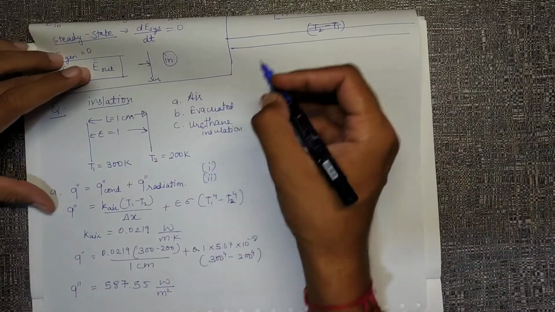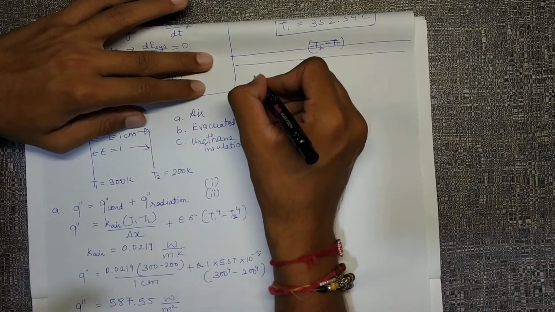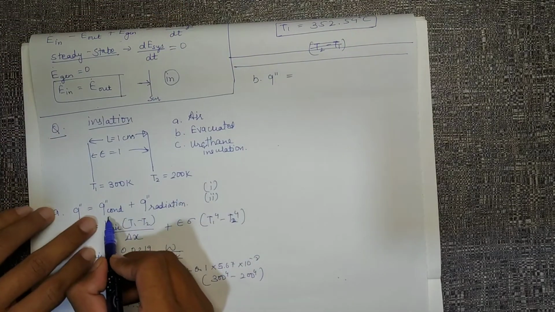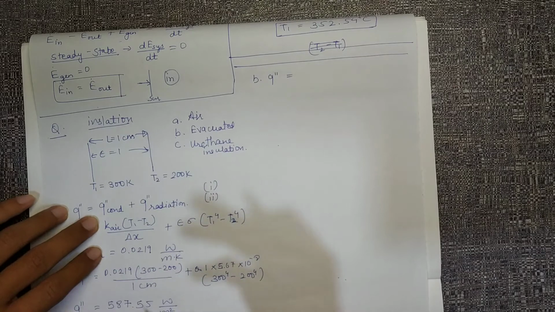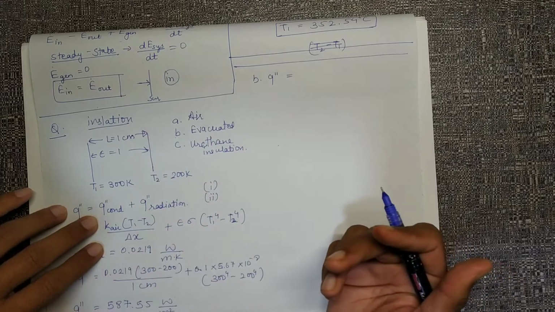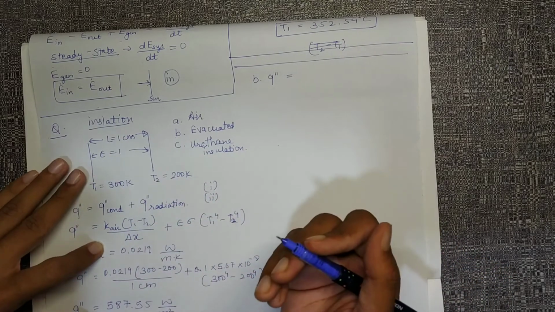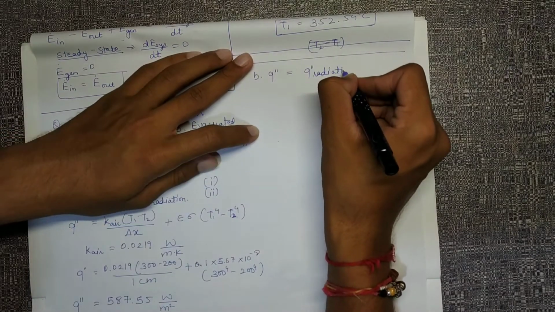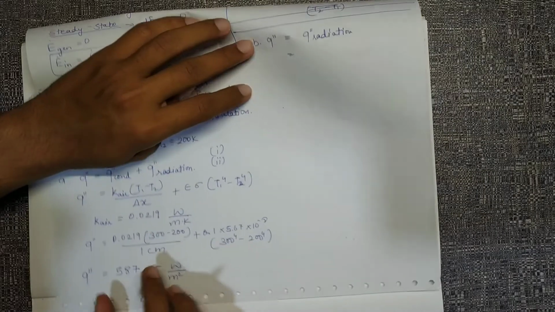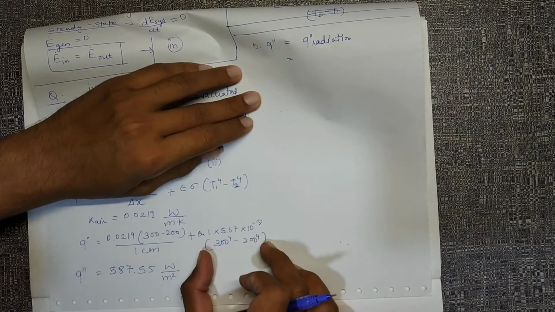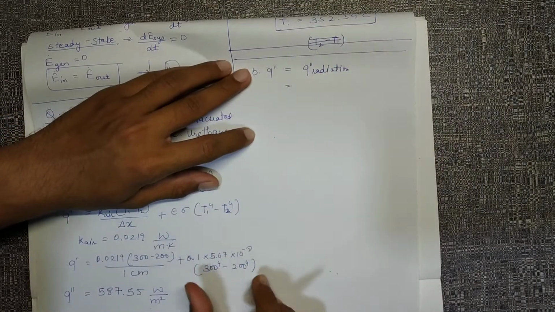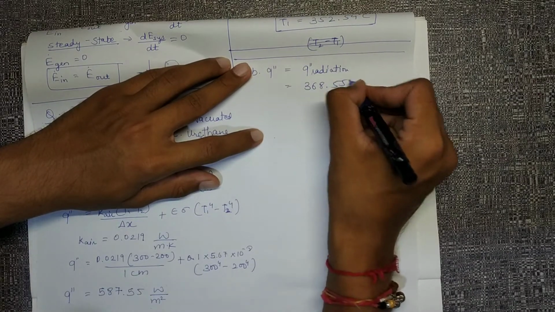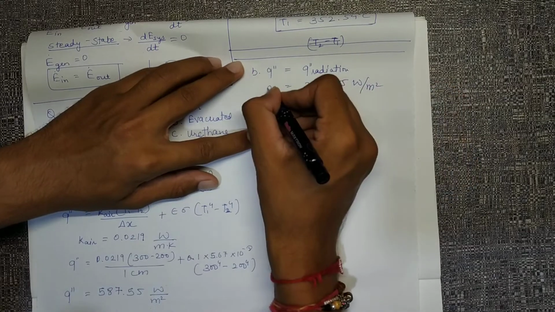In the case of evacuated, there will be no conduction because there is no medium through which conduction can occur. There is no medium through which convection will occur either. So there is only radiation. Hence the conduction part will not be present, only the radiation part will be present, and that value I am getting is 368.55 watts per meter square.